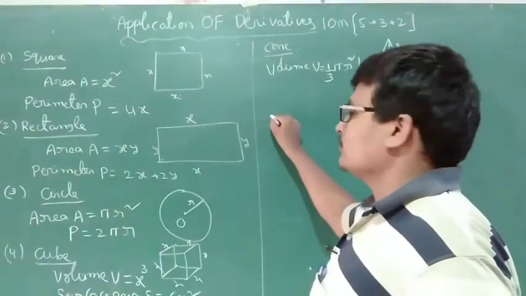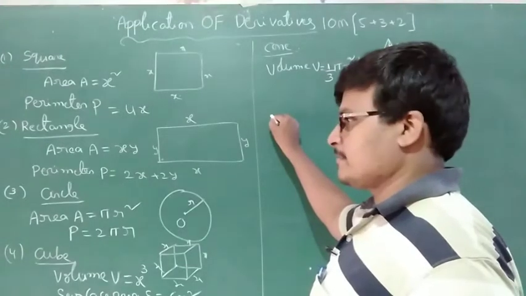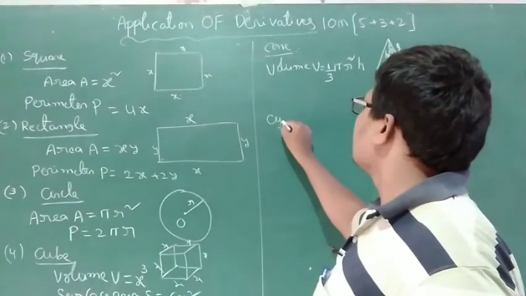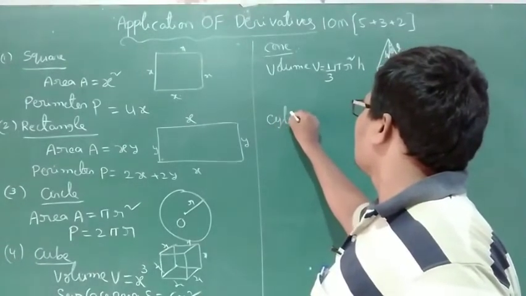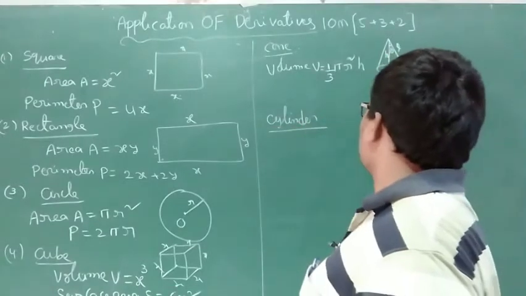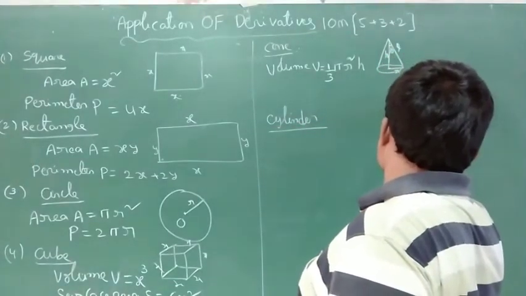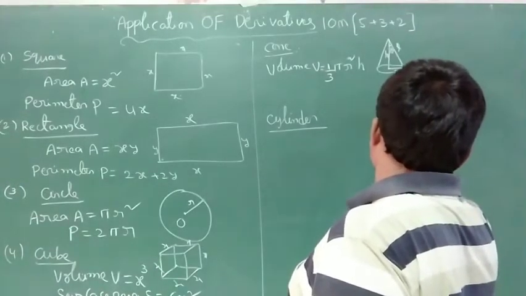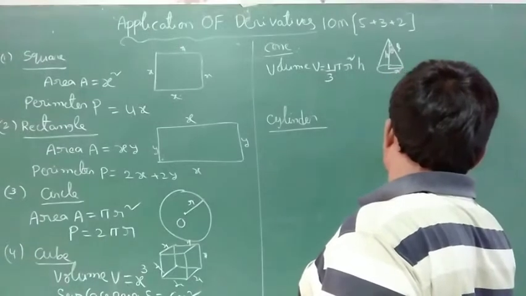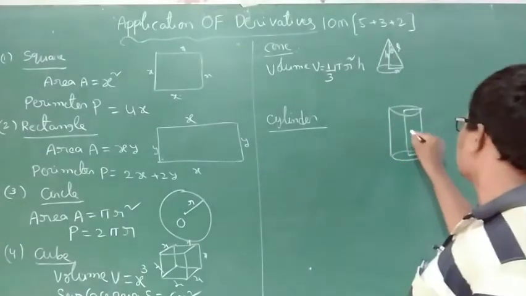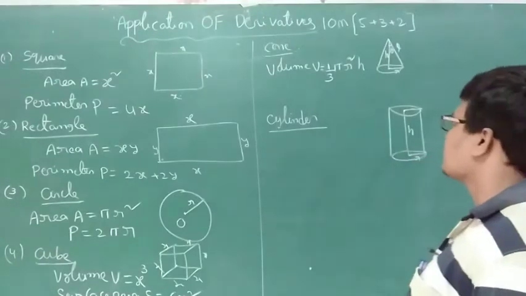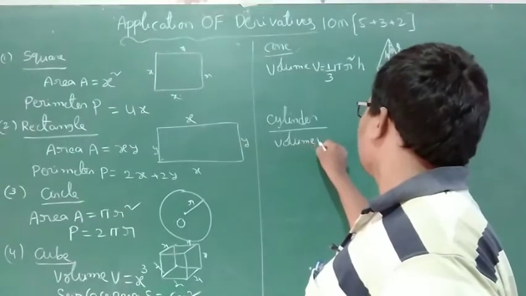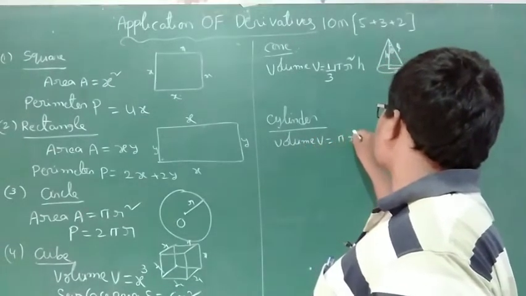Next, cylinder. Cylinder means this is height, radius. Cylinder volume V is equal to pi r square h.